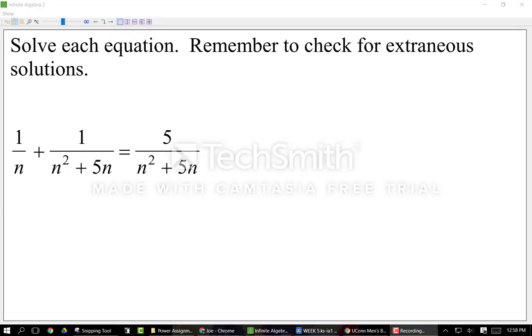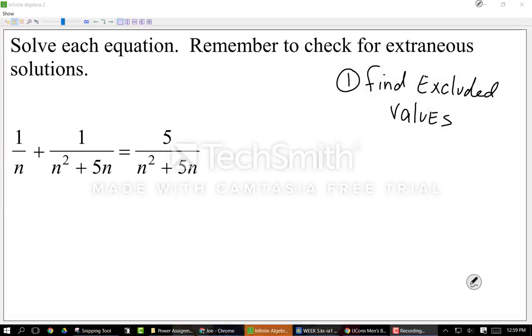So remember last video we talked about a couple different steps. We're going to follow those same steps here. So remember the first step was that I wanted to find excluded values. So what I need to do is solve each of these denominators and I'll get excluded values. So the first one, where it's n, is just equal to 0. I can't solve that any further.